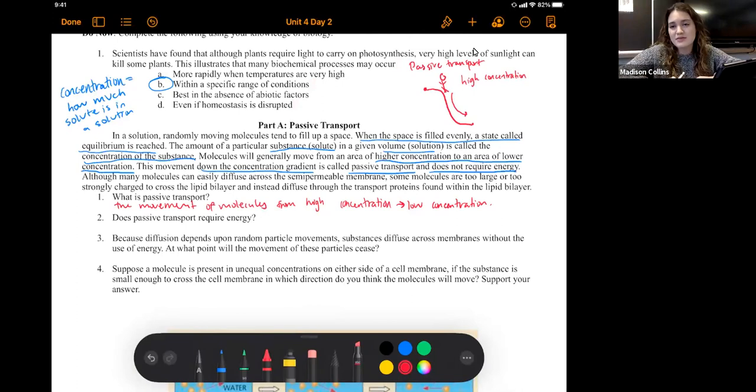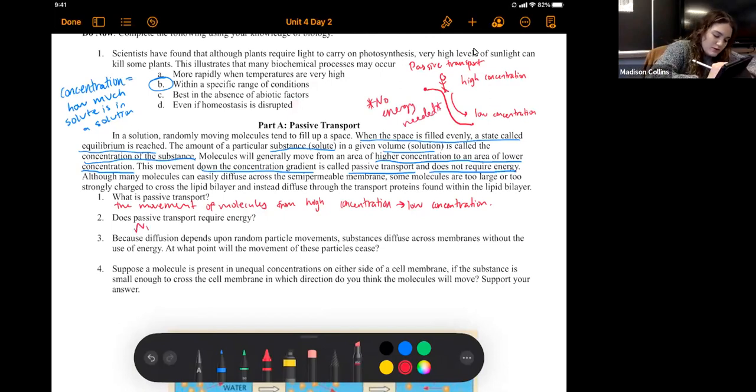It's kind of like the same thing. If you fall down the stairs, you're not using any energy. You're just going from high to low areas, and you're not exerting any energy to do that. So passive transport does not require energy. Okay. So the answer here to number 2, does passive transport require energy, is no.